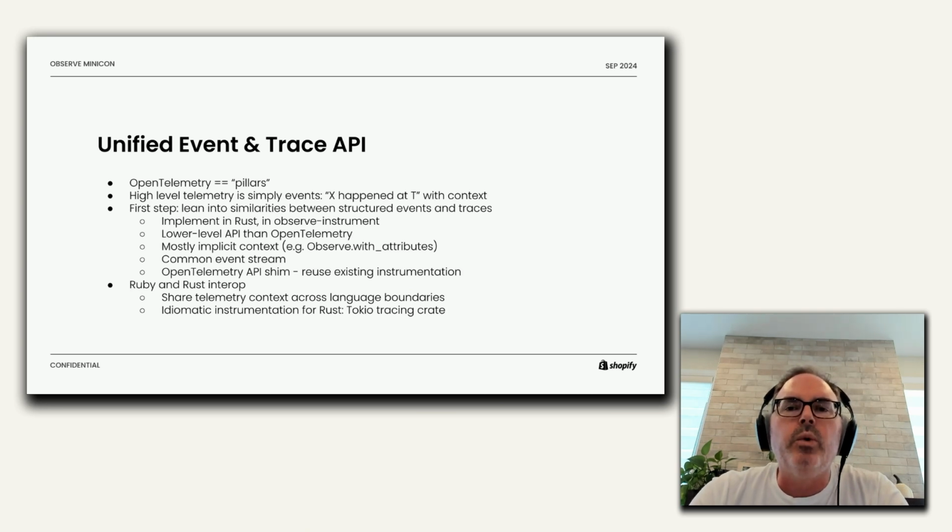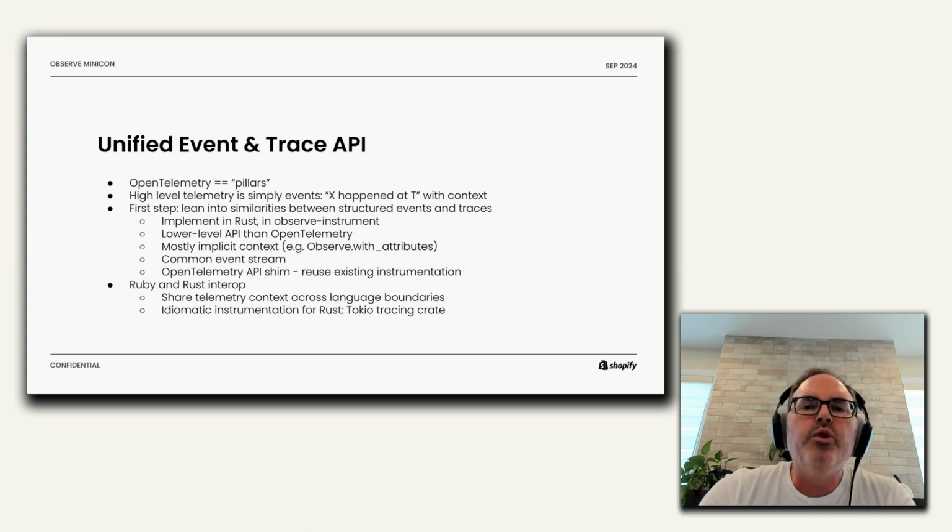So as a first step, we'd like to lean into the similarities between logging structured events and recording traces. In particular, at Shopify, both these signals have similar constraints. They support similar attribute types. They have similar data models. They share their data store, ClickHouse. They share their data access API and the UX. They differ in their export models at the moment, but that's a historical accident rather than design essence.